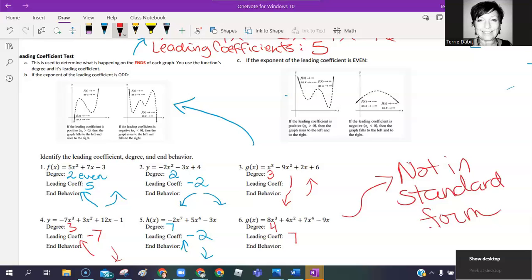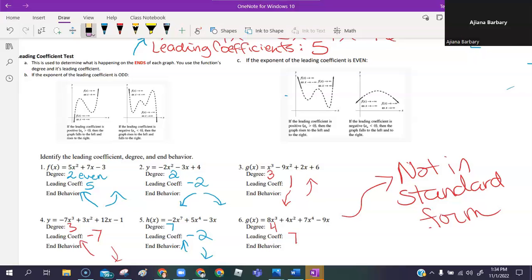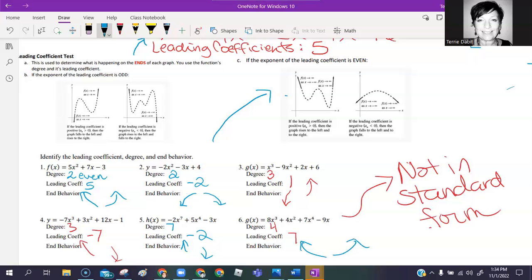All right. So you've got a degree of an even number. So which side are you headed to, right or left? It rises on both sides. You want me to go this way, even? Yes. And you said it rises on both sides. Yes, ma'am, you are correct.